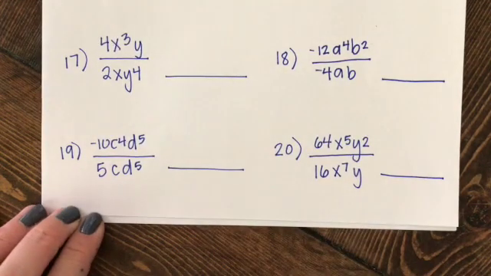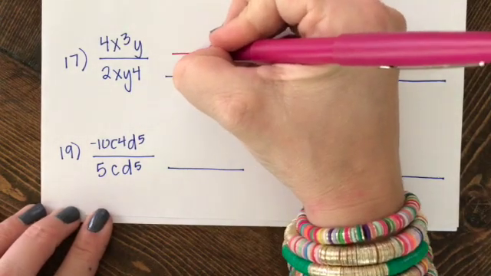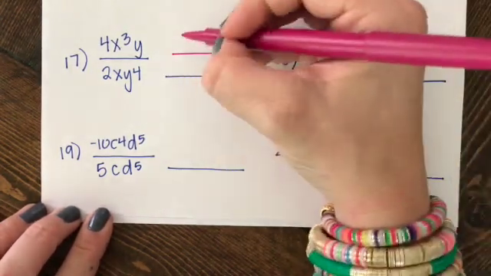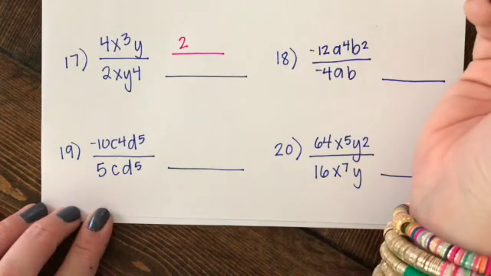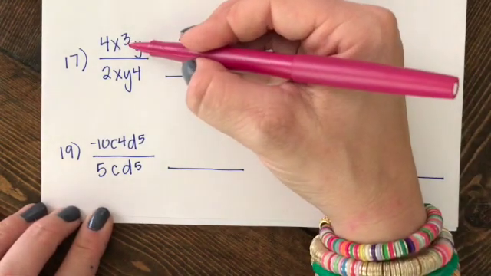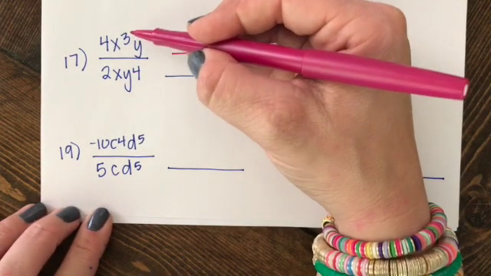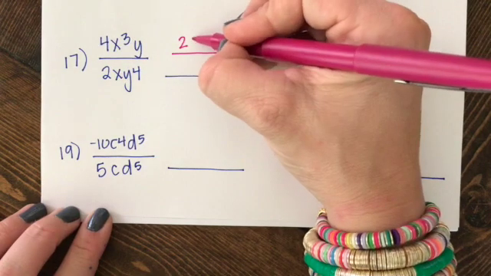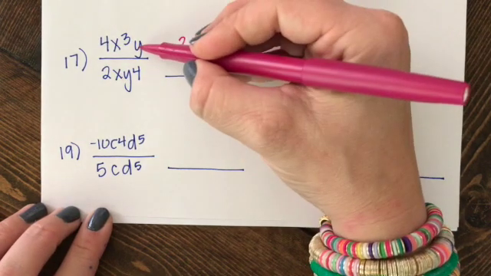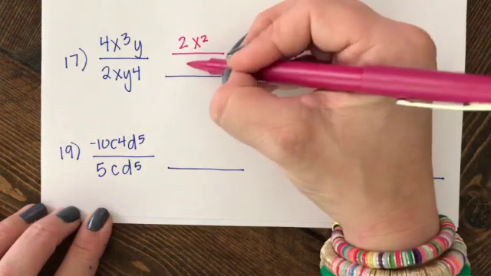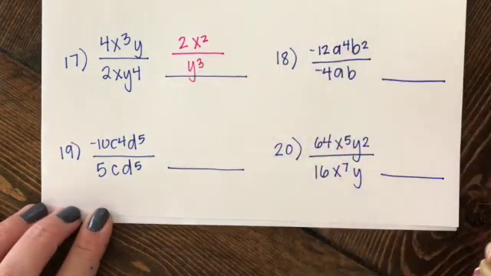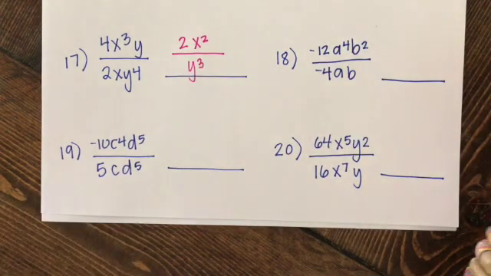For 17, when I simplify the 4 and the 2, they just become 2 over 1, so I don't even need to put the 1. Then are there more x's in the numerator or the denominator? 3 minus 1 would be 2. And then are there more y's in the numerator or the denominator? There would be 3 more in the denominator.